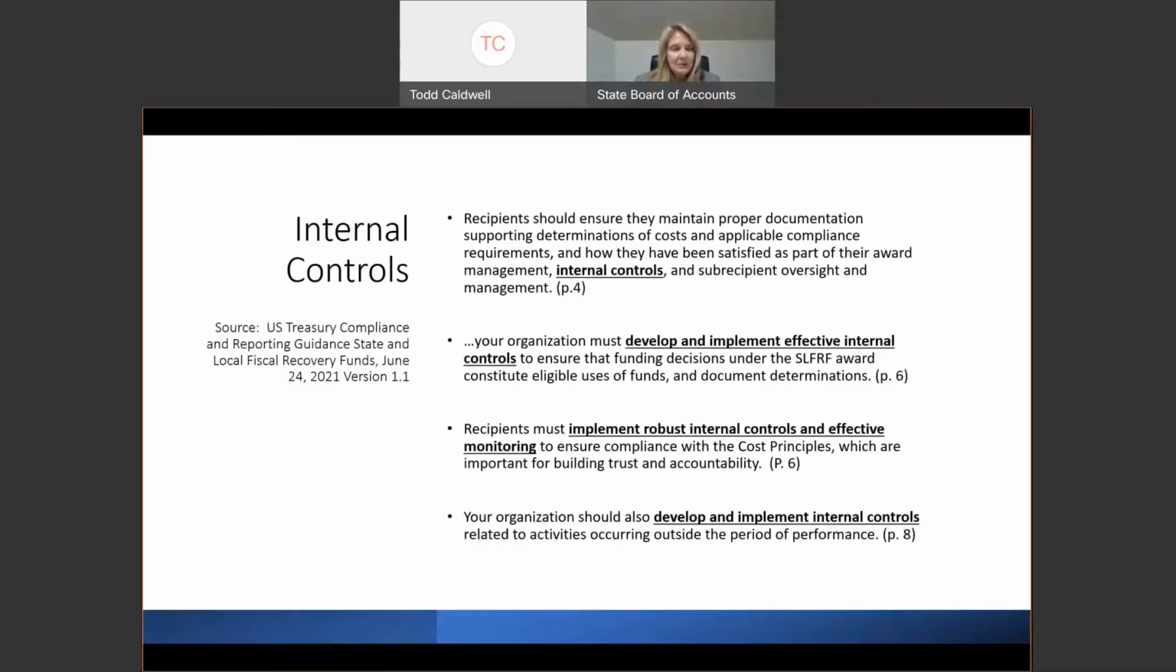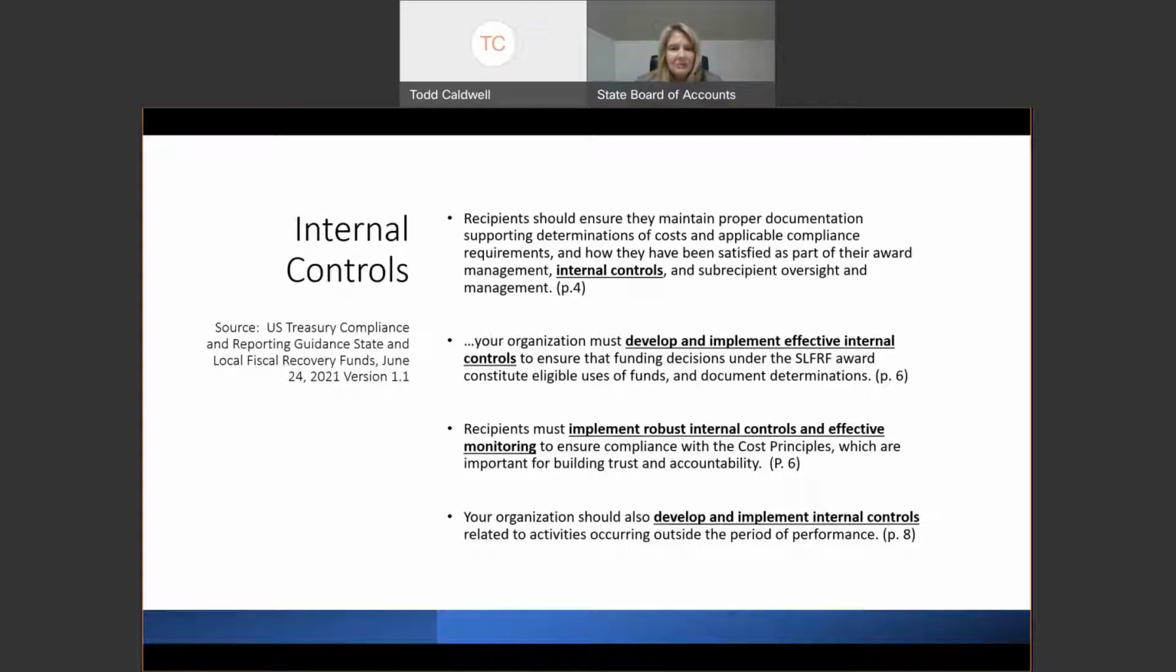That's what we've had to say about internal controls, and I wanted to go through too what the U.S. Treasury has to say about internal controls, specifically in regard to the ARP money. And this information came from that reporting, compliance and reporting guide. Again, I'll tell you where to find that here in a minute, but here's what it said about internal controls. Recipients should ensure they maintain proper documentation supporting determinations of costs and applicable compliance requirements, and how they've been satisfied as part of their award management, internal controls, and subrecipient oversight and management.